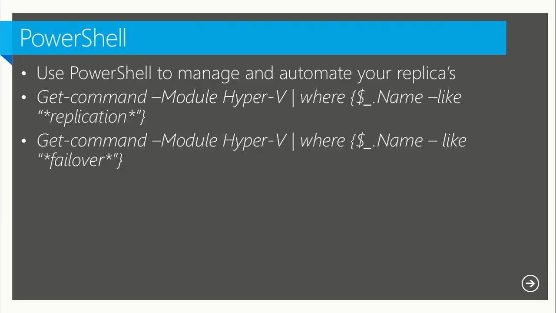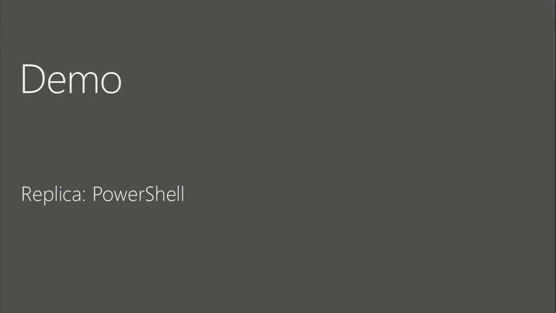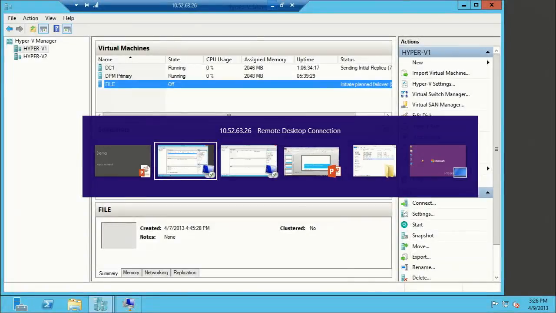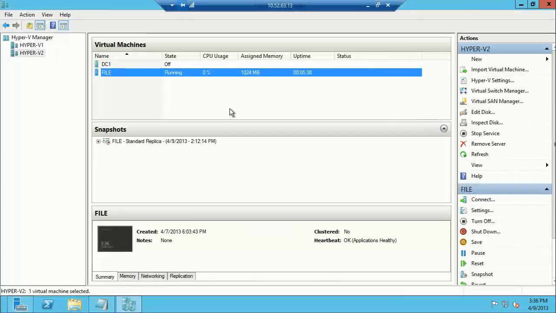But the important ones you have to do is Get-Command -Module Hyper-V, and then where the name is like replication or REPL, because that works as well, and I'll show you that. And same thing for failover, and then you have all the different cmdlets that you can use. But this is, again, a slide. Let's just go to this one. Here we go.